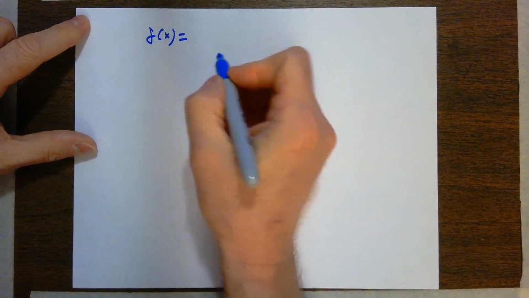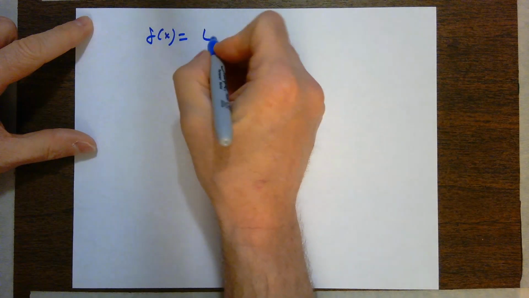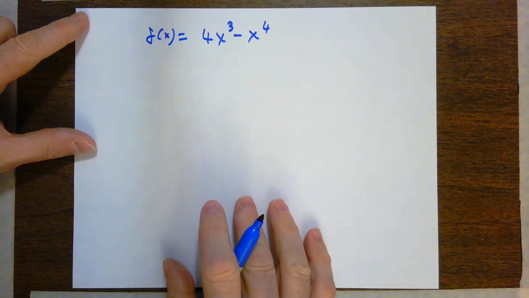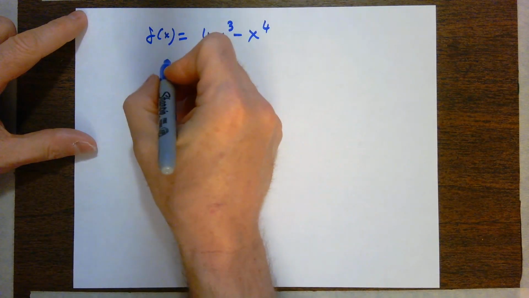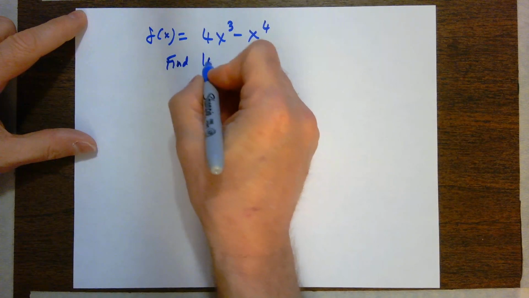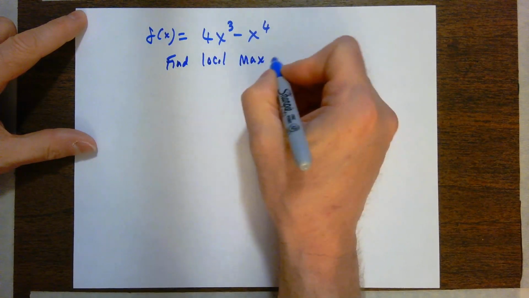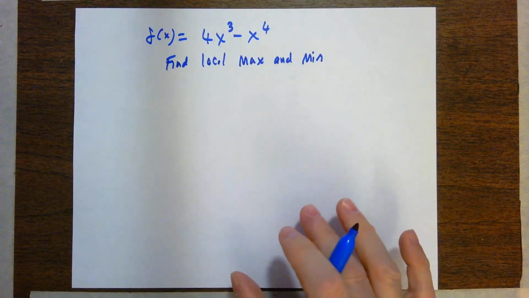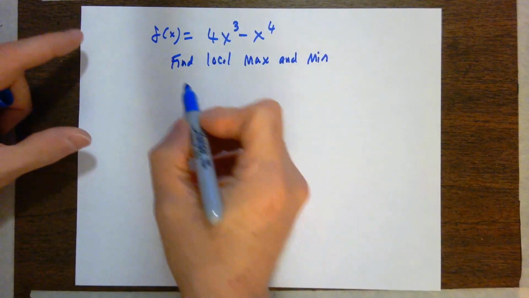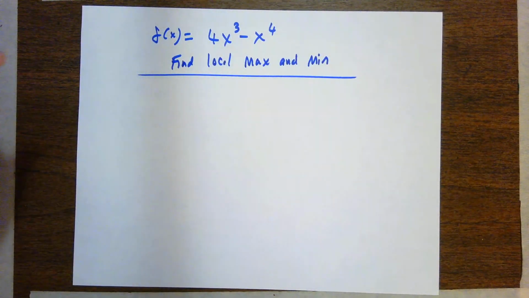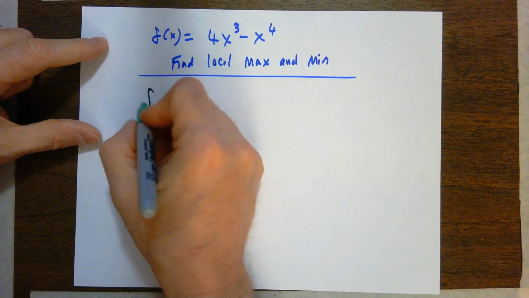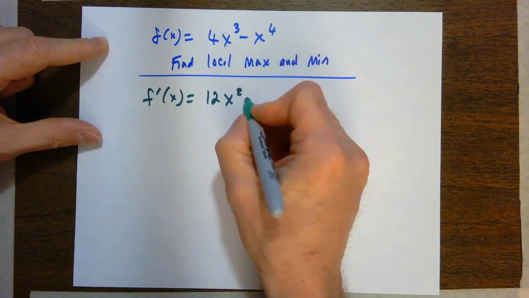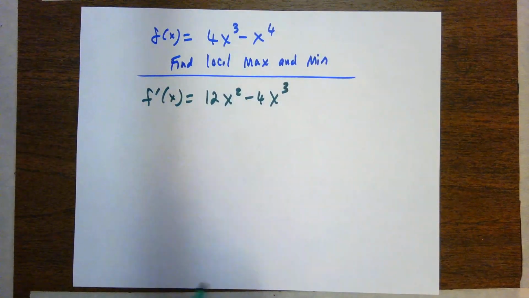f of x is equal to 4x cubed minus x to the fourth. And I want to find the local max and min points, and I'm going to do it using the first derivative test. So obviously the first thing I want to do is take the first derivative. The derivative of the function is going to give me 12x squared minus 4x cubed.